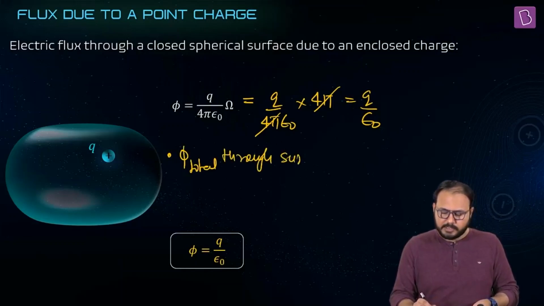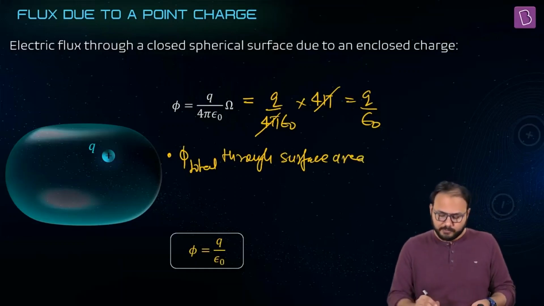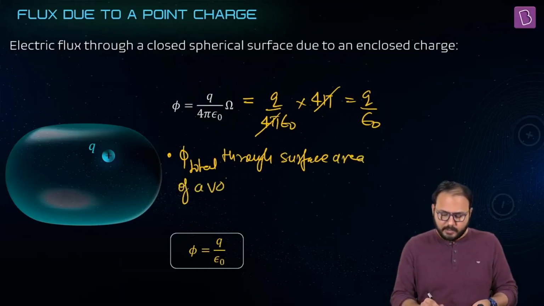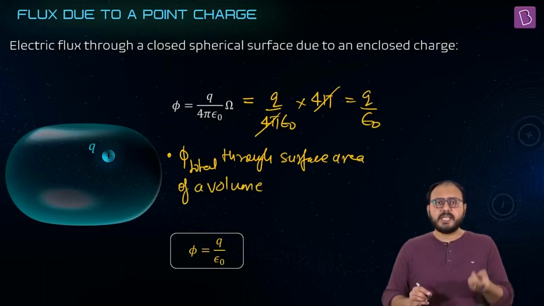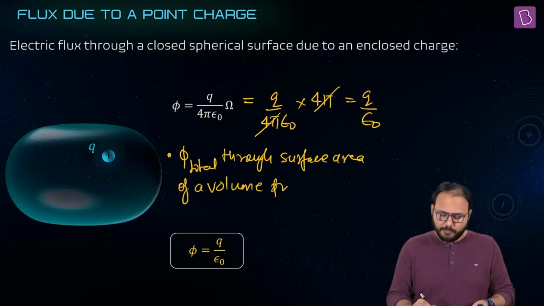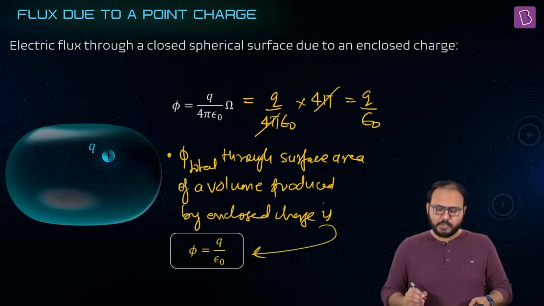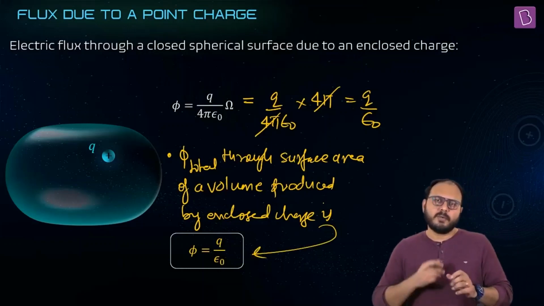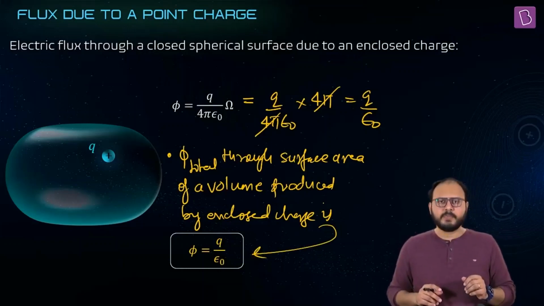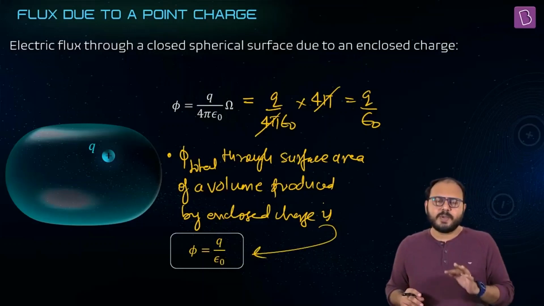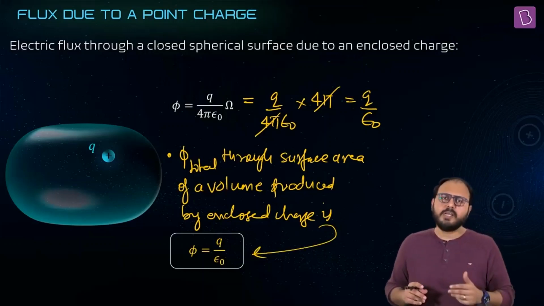through surface area. Whose surface area? Of a volume. Through the surface area of a volume. Produced by, who produced this flux, by the way? By a charge inside. Can I say it's called enclosed charge? Yes. It is q by epsilon naught. Agreed or not? Now I'm about to do some magic. Agreed, sir. Isn't everything produced by charge q also going through the surface?